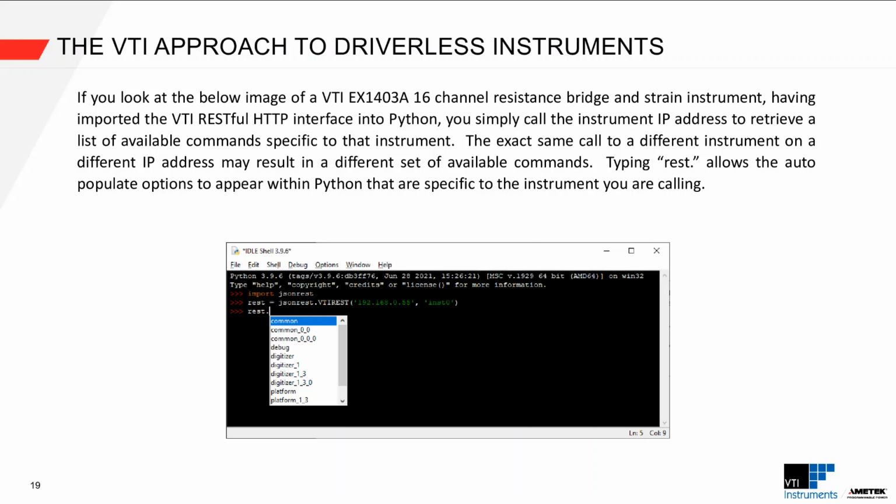We've initialized the instrument at IP address 192.168.0.55, and we've called that instrument REST. And from that point on, we type REST dot and wait, and you'll get a list of the next available commands. So it really helps direct you to what it is that you need to be doing to control that instrument.